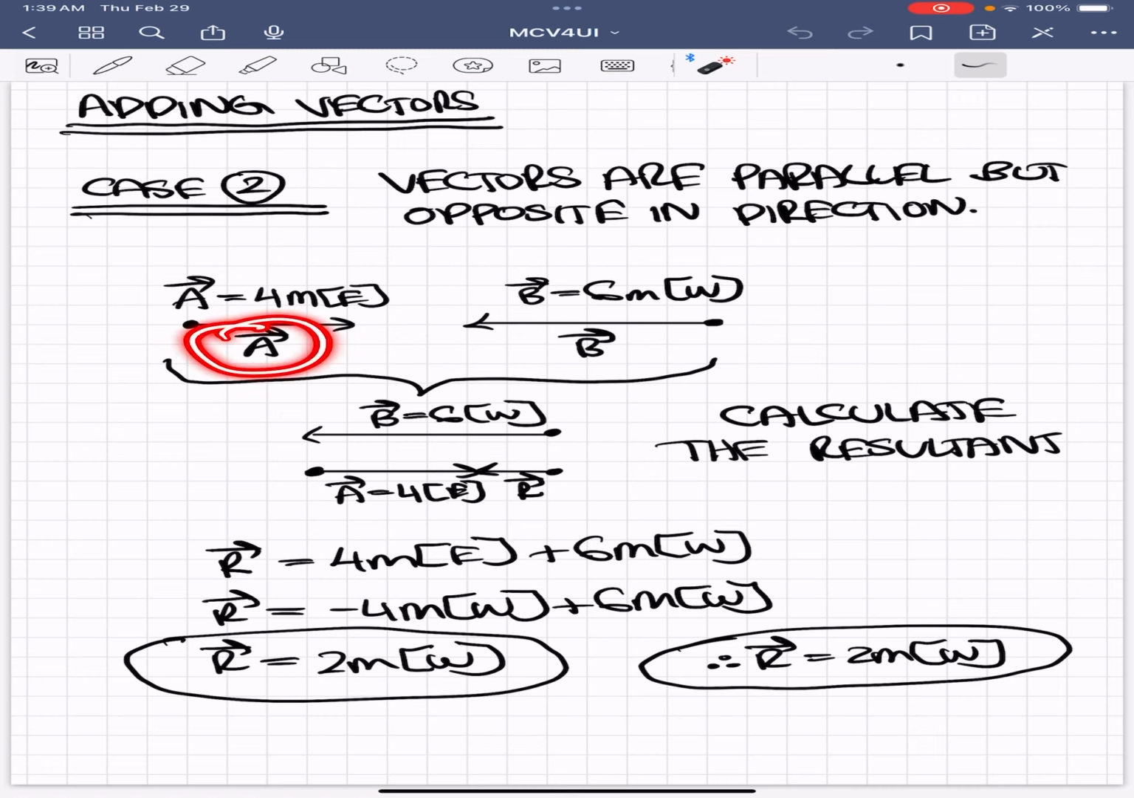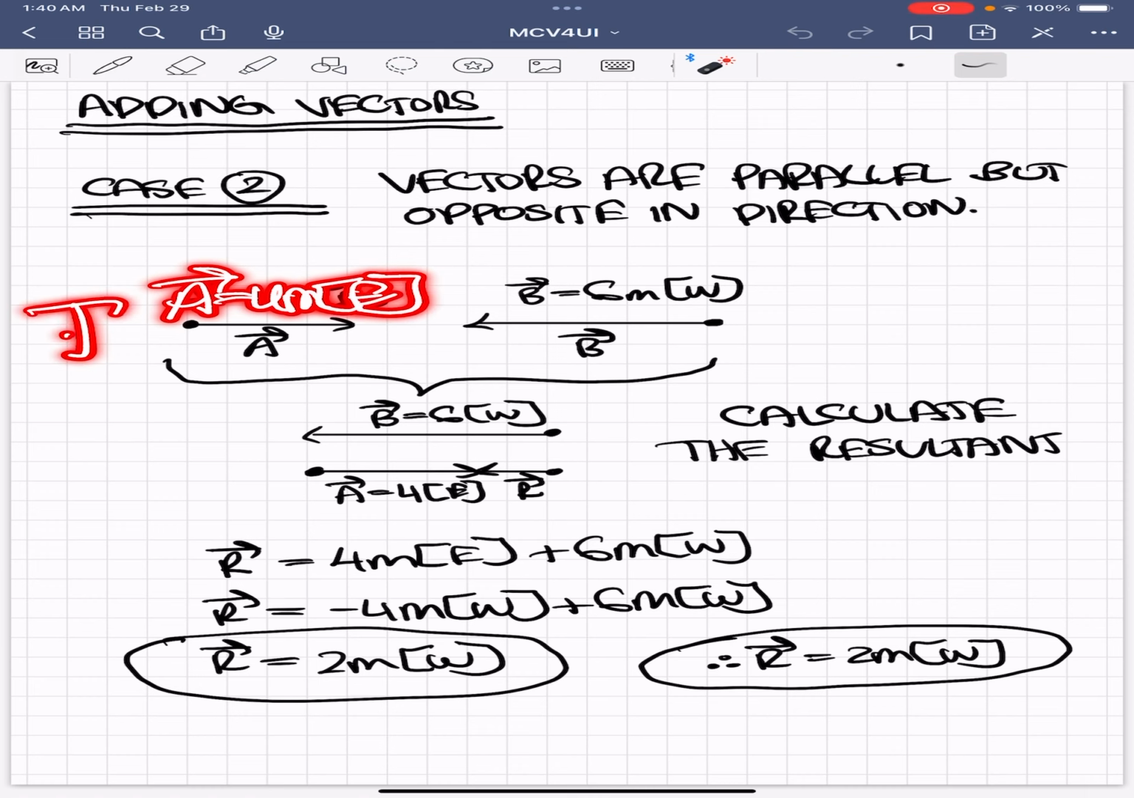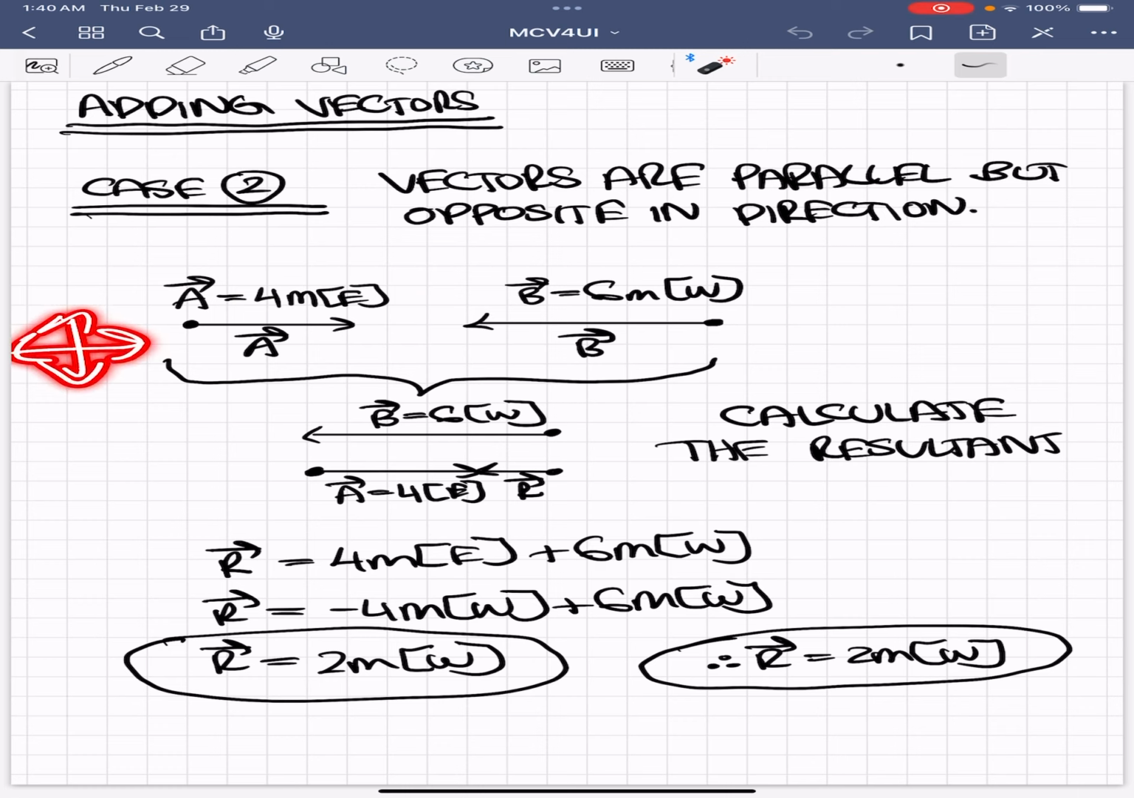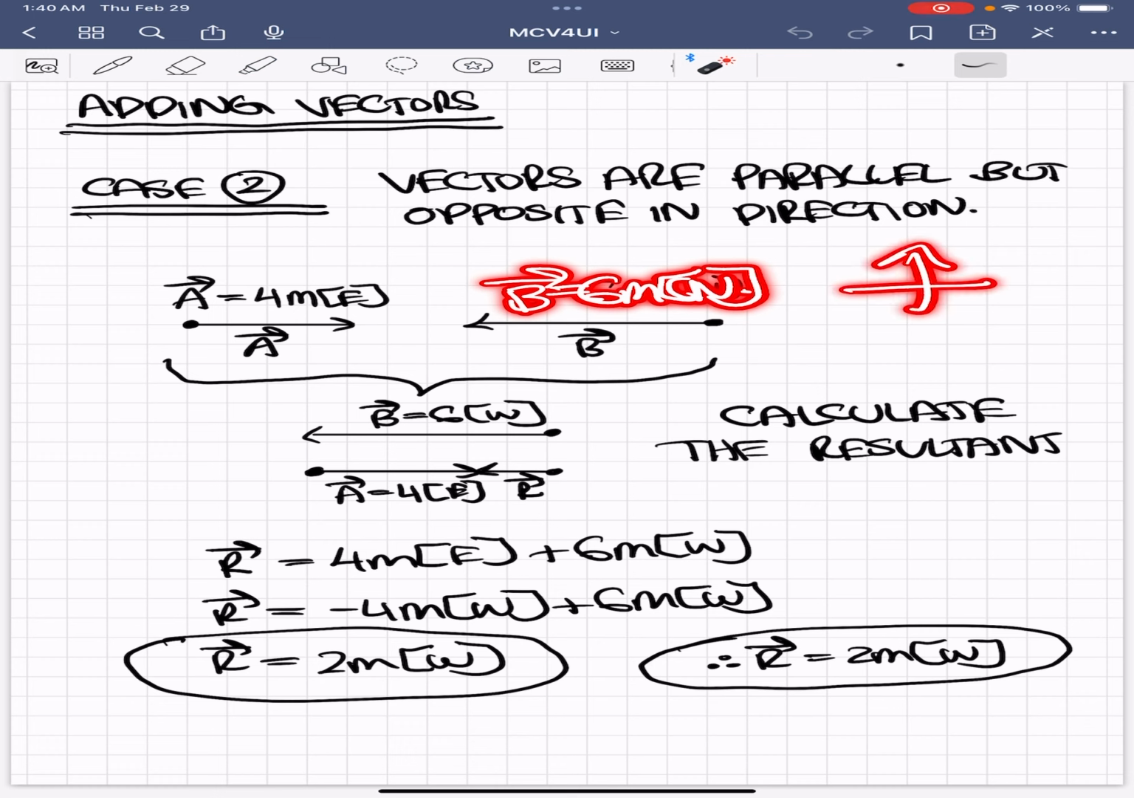So I have vector A. A is going 4 meters in the east direction. And then I have vector B. B is going 6 meters in the west direction. So what do we do about these two vectors?